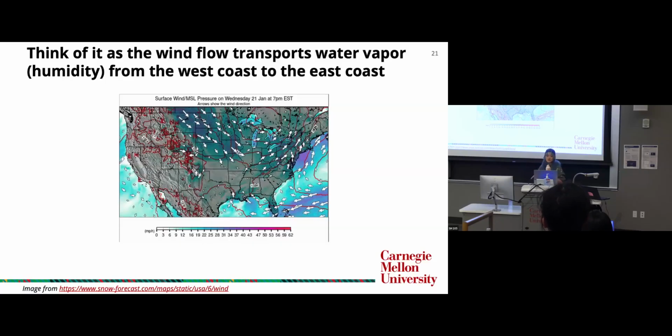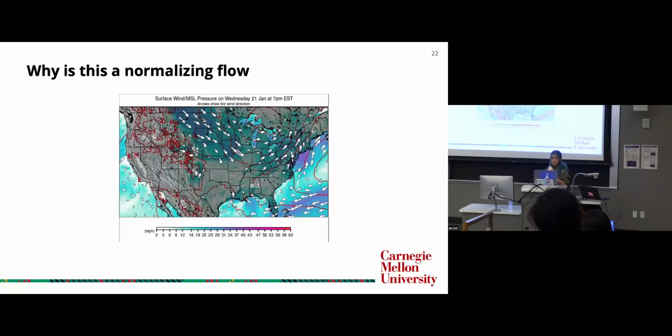Okay, so how do we interpret this? Think of it like the wind flow transporting some amount of water from the west coast to the east coast, or from the Pacific Ocean to the east coast, let's say. And the question here is, why is this a normalizing flow? First of all, what is a normalizing flow?